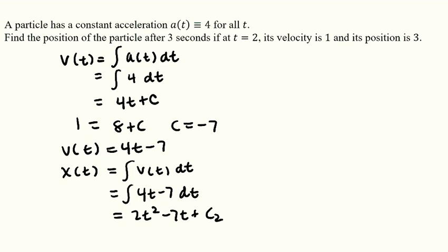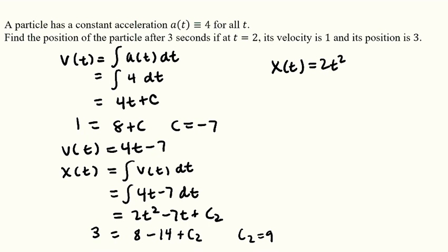And we're going to use the fact that the position is 3 when t equals 2. So 3 equals 2 times 4 is 8, minus 7 times 2 is 14. And then I'm going to say, okay, so that's negative 6 plus c2 equals 3, so c2 will equal 9. So then I can say that the position function is 2t squared minus 7t plus 9.